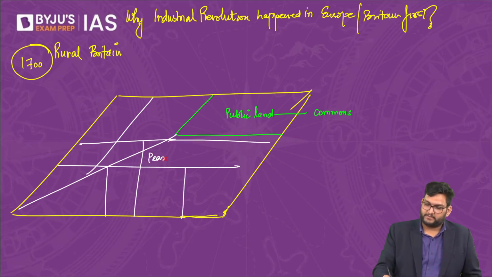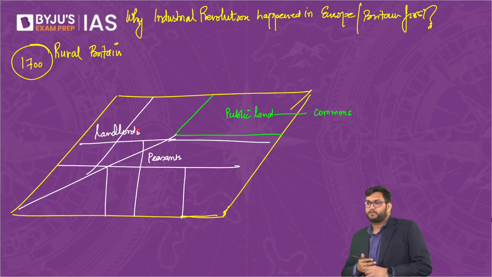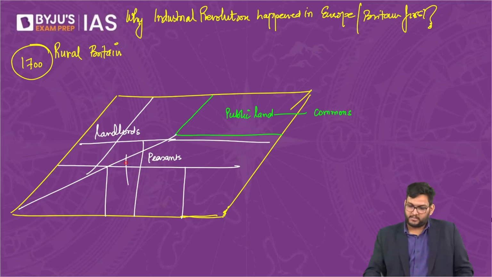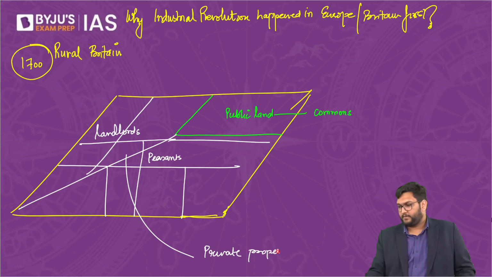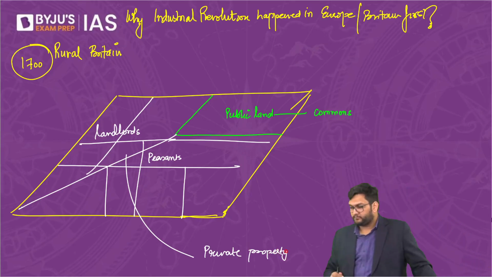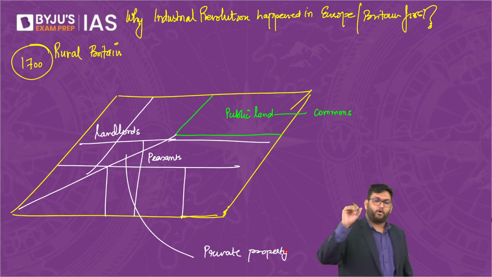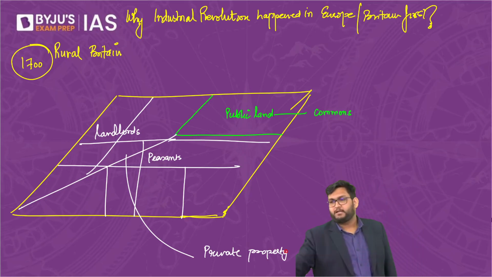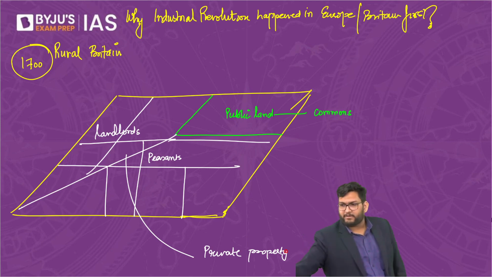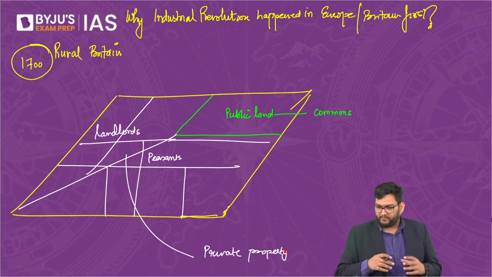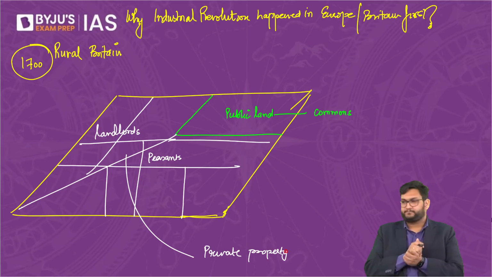Then you have certain peasants and certain landlords. This is private property. This is private property. So very simply, we have common land, which is public land, and we have private land, which is nothing but private property, and common land.